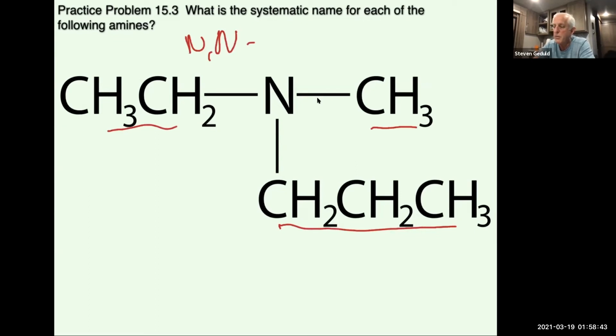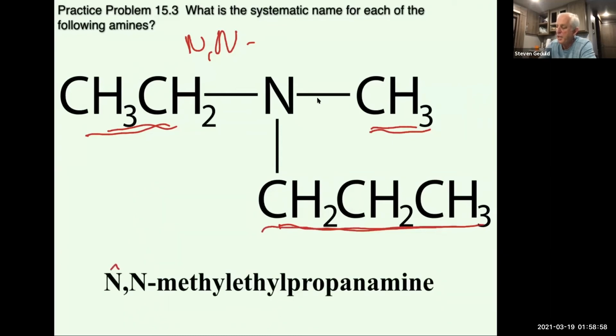So N,N would be, we have N,N-methyl ethyl, those are your attachments, propanamine. So here's your N,N, your two attachments. You have a methyl group and an ethyl group. So N,N-methylethyl, it's an amine, and then propanamine.